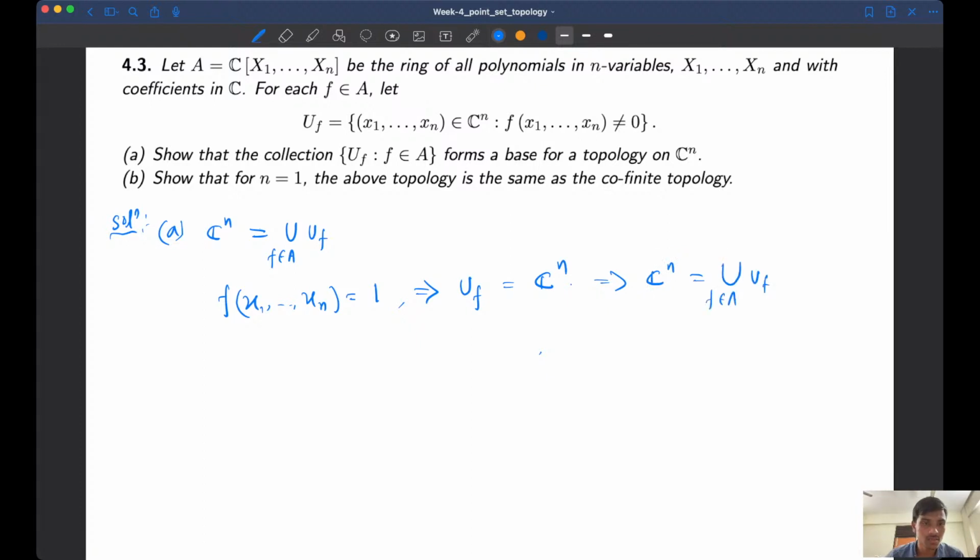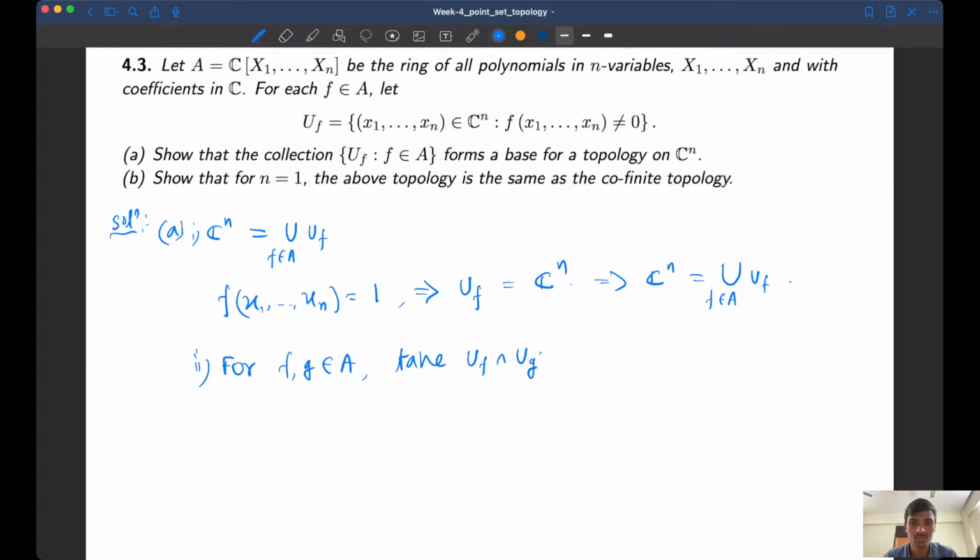So the first thing is satisfied. The second thing is, if you take the intersection, for f, g belonging to A, take UF intersection UG. I have to guarantee that if I pick any element from here, it should lie in some element of this form, UF, that is totally contained in UF intersection UG, right?